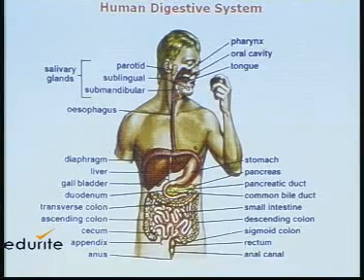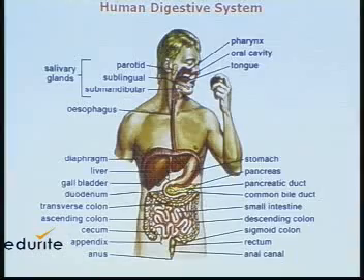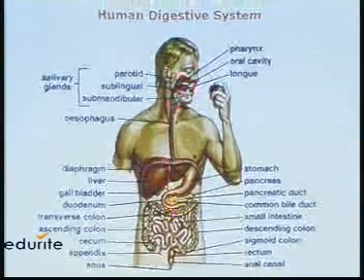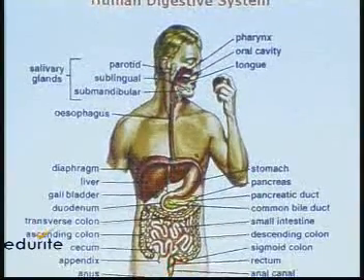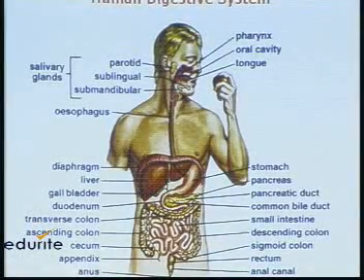The human digestive system is a system of organs and associated glands. It begins with the mouth and ends with the anus, and in an uncoiled state it can run up to 8 meters.